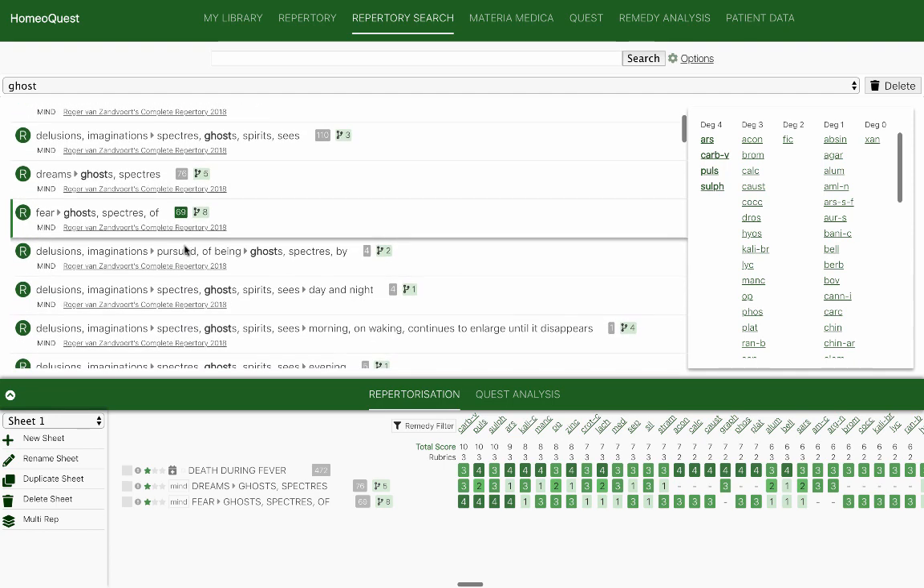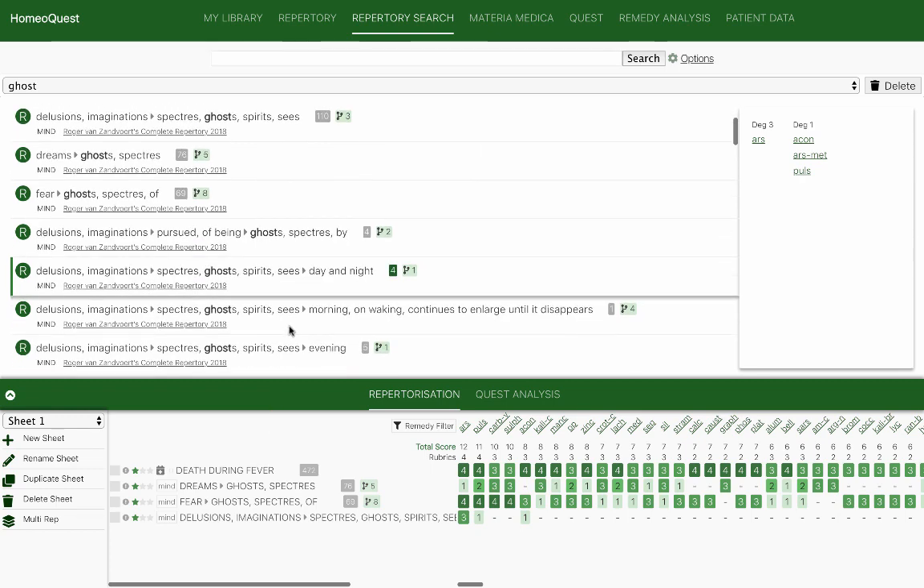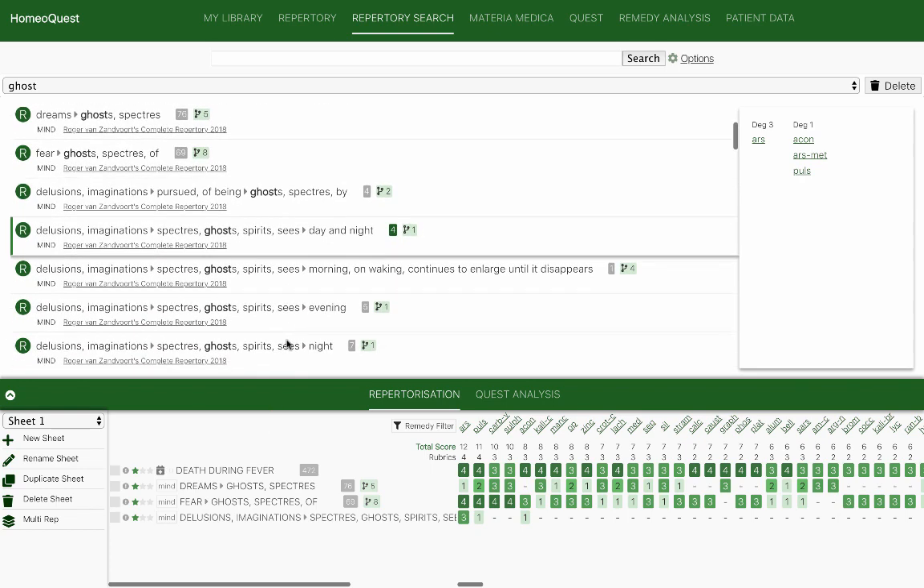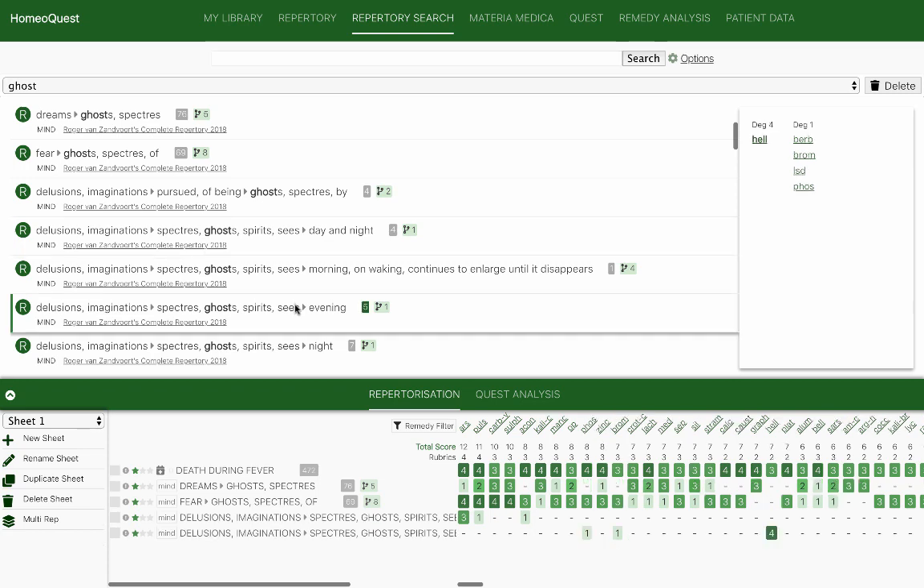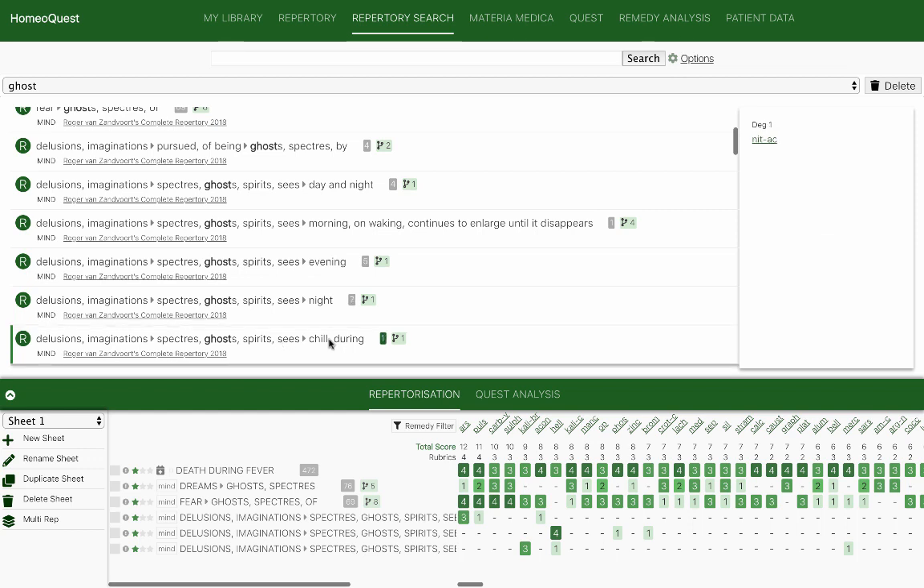Let's see if there are. I will also take delusion, ghosts, not pursued, but she sees them. So small one, but I'll take it because look, we want to have as much as we can. She sees days, night. She has, evening and night where the fever is. This is interesting during chill. It's not necessary in her case during chill, but I don't want to miss out this remedy if it's important. So I use this as well. So there you have all possible rubrics about ghosts.